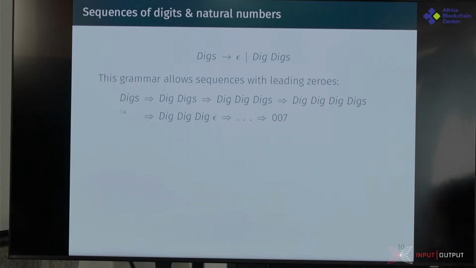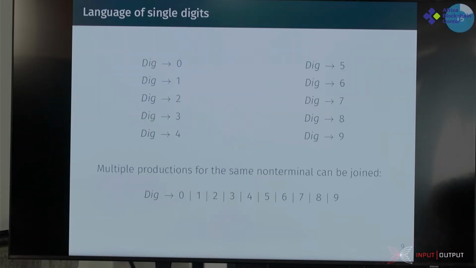So you apply the right rule sufficiently many times, like 3 times. And then you apply the first rule here, so the last digits is now epsilon. So you have 3 digits, and then you can apply the appropriate rules here to derive 007.